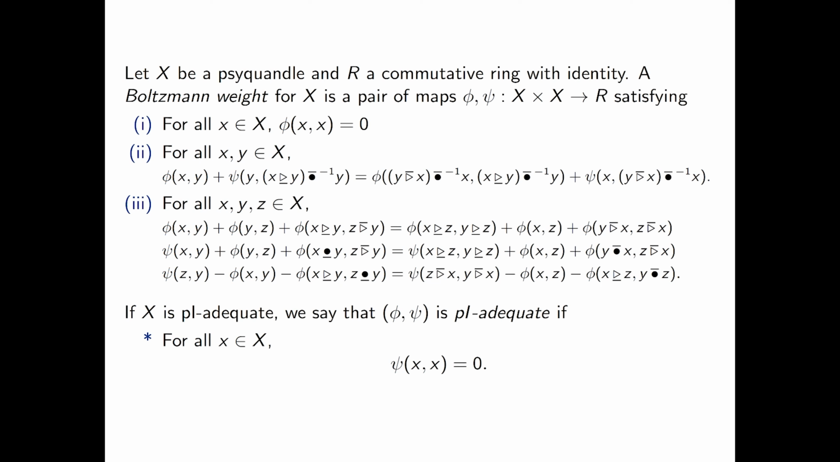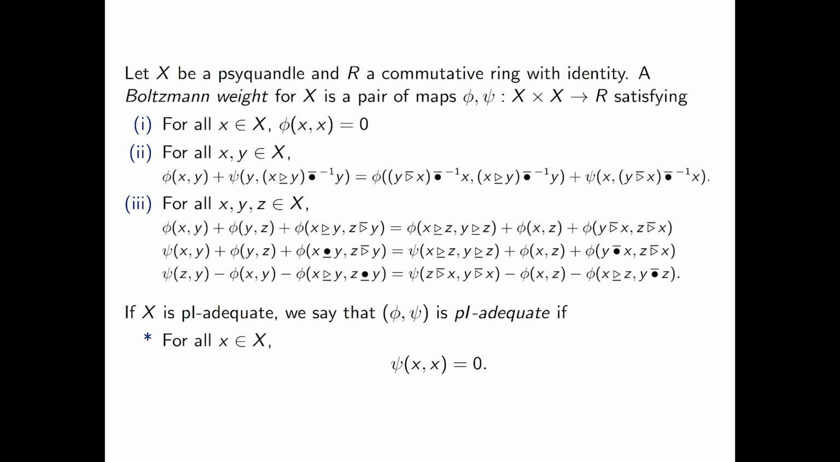So in the case where X is P1 adequate, so when you're going to be defining an invariant for pseudolinks, then we say that phi and psi are P1 adequate if psi satisfies the following condition. So you have that psi of x x is equal to 0.